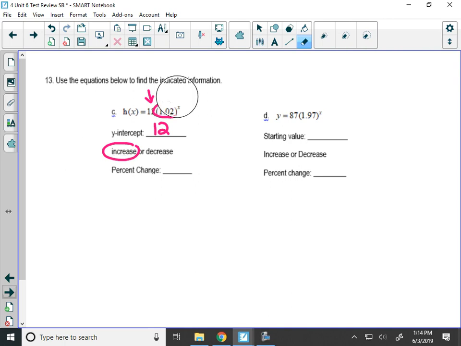Now to decide what you're increasing by, when it's 1.02, when there's a 1 there, you cover up the 1, and it's the percent after. 0.02 is equal to 2% change.